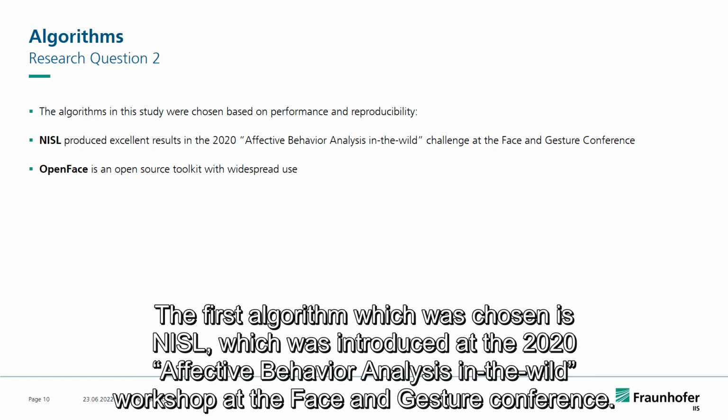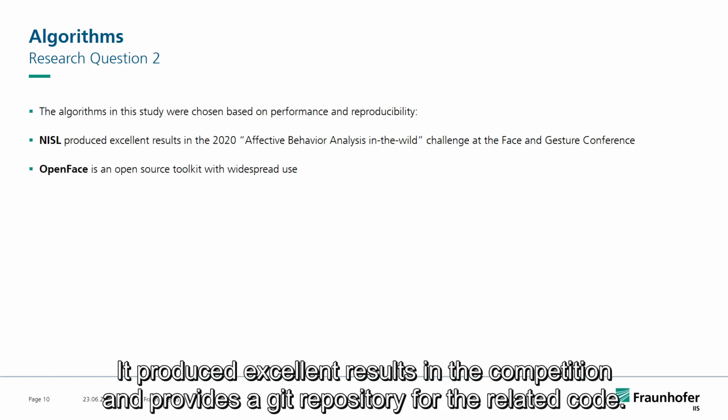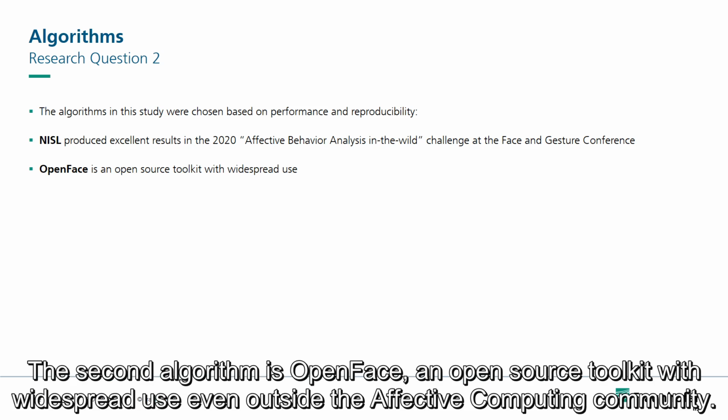The first algorithm which was chosen is NISL, which was introduced at the 2020 Effective Behavior Analysis in the Wild workshop at the Face and Gesture conference. It produced excellent results in the competition and provides a Git repository for the related code. The second algorithm is OpenFace, an open source toolkit with widespread use even outside the affective computing community.